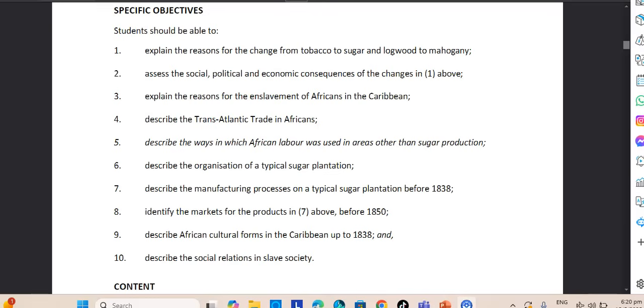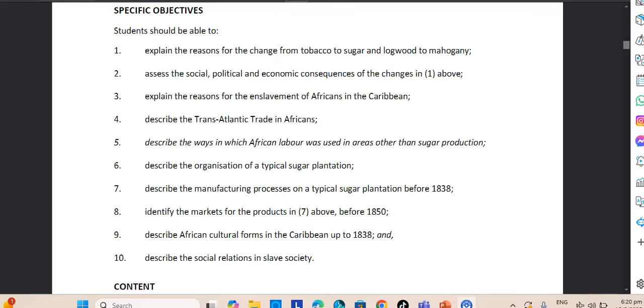Now, the sugar and mahogany industries required extensive labor, and this led to the mass importation of enslaved Africans. Now, the Caribbean societies became racially stratified, with white plantation owners at the top and enslaved Africans at the bottom. So the expansion of slavery was one of the social consequences of the change because they had to do a mass importation of enslaved Africans.